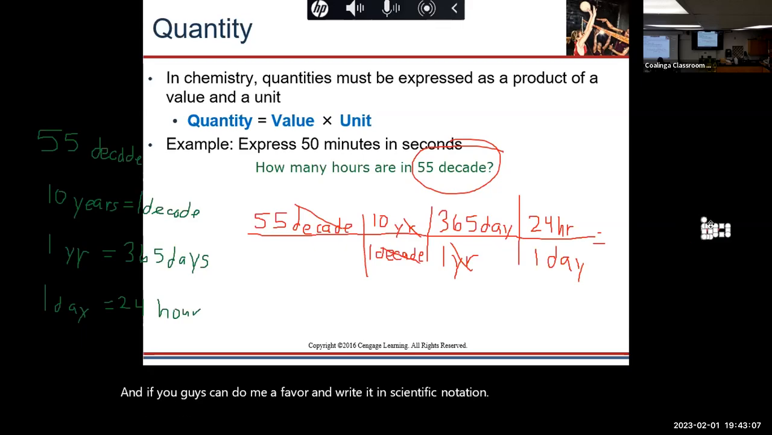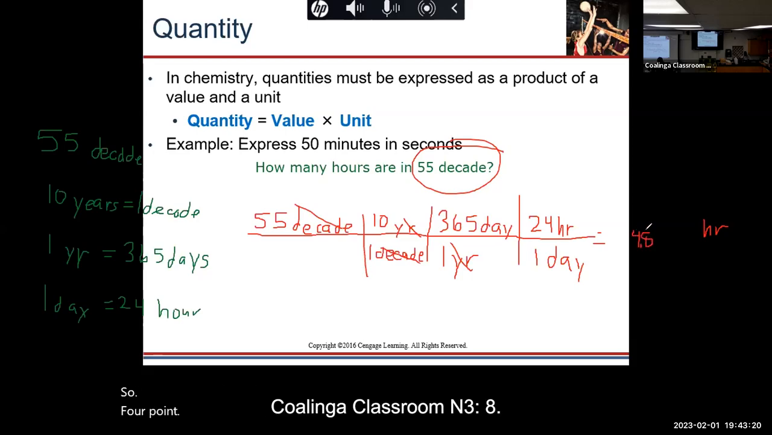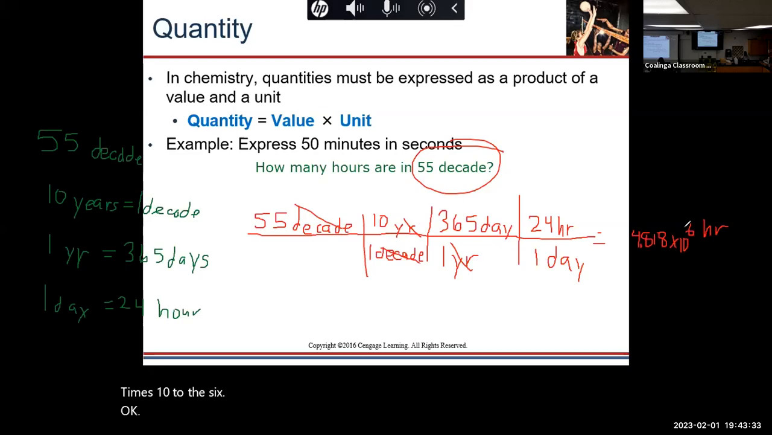Anybody want to share their answer? Yes. I got 4.818. Okay, so 4.8. Okay. Questions? Concerns? Okay, ready for the next one? Ready to move on?